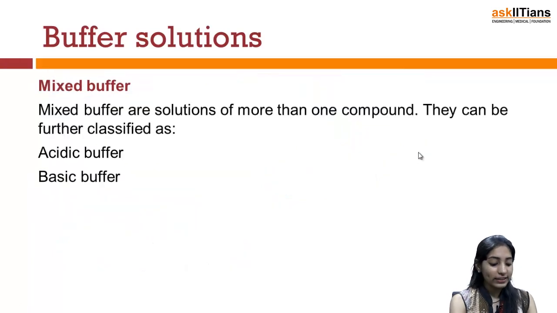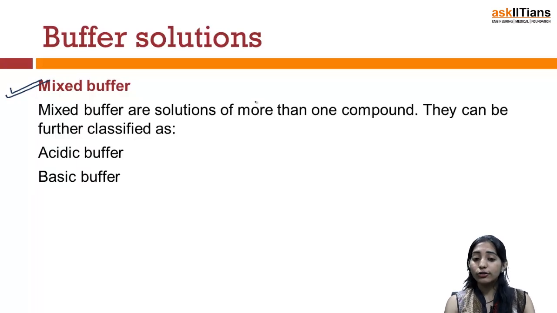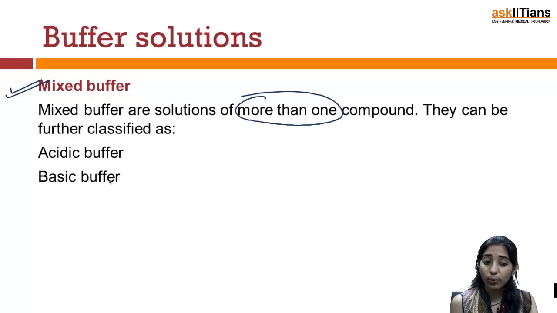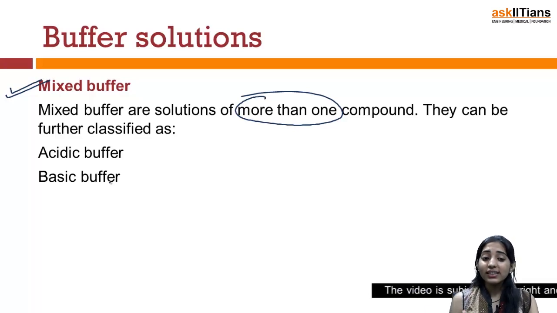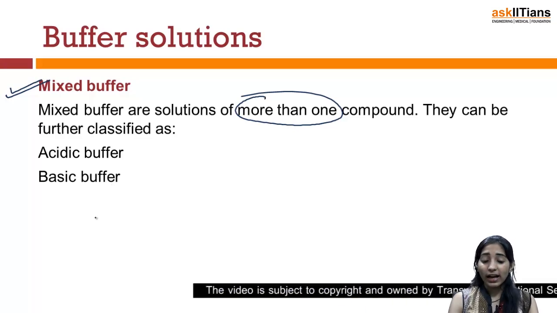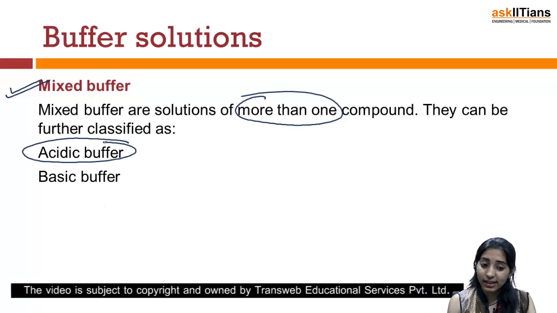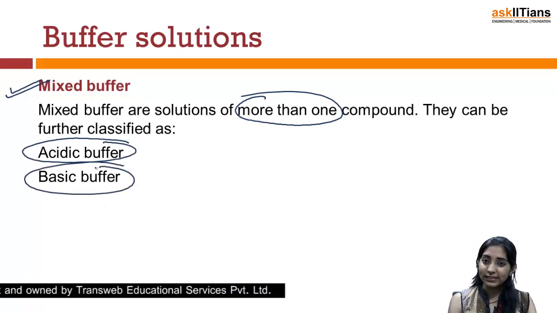Let's now move over to the second type of buffer solutions which we had described in the earlier slides, which are known as mixed buffers. Now, what do we mean by mixed buffers? These are solutions of more than one compound. If I am talking about more than one compound, that means these can further be defined into two classes. We can either have an acidic buffer or a basic buffer.